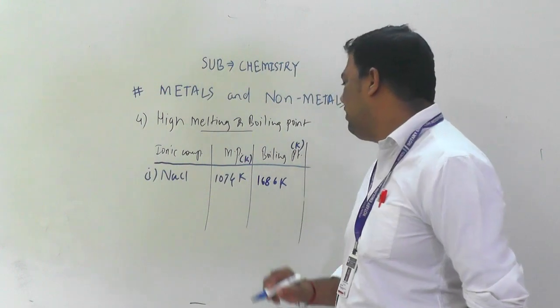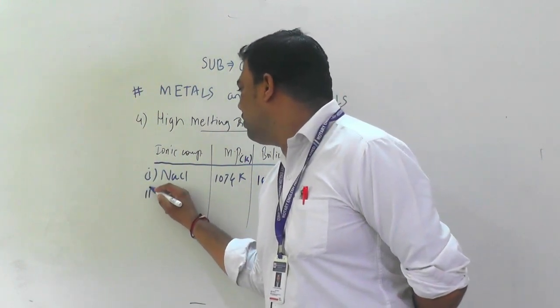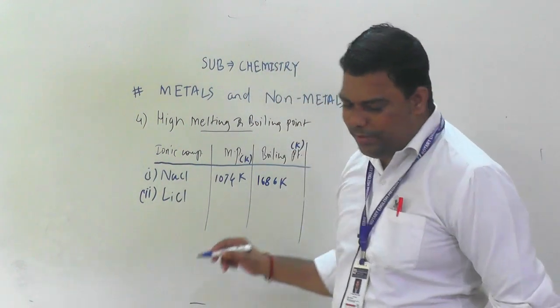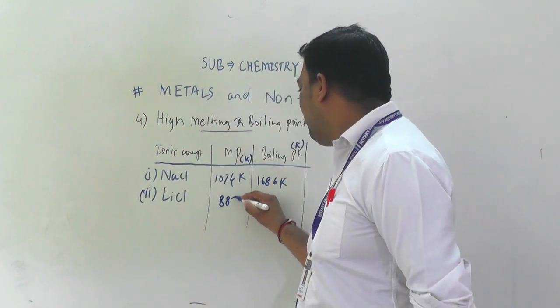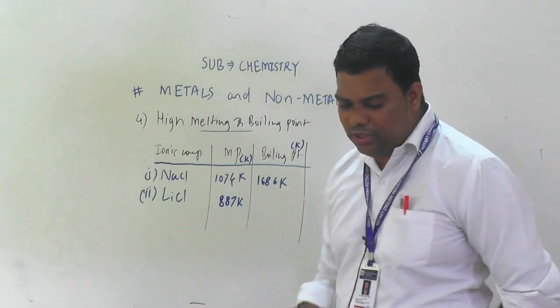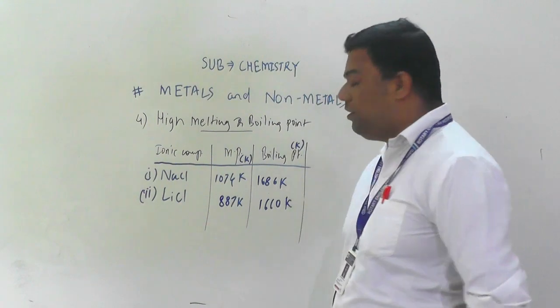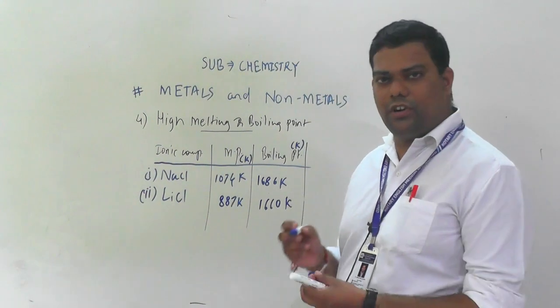The boiling point is 1686 Kelvin. Suppose you consider the next salt, LiCl, here 887 Kelvin. So this much is the high melting and boiling point. Understood?